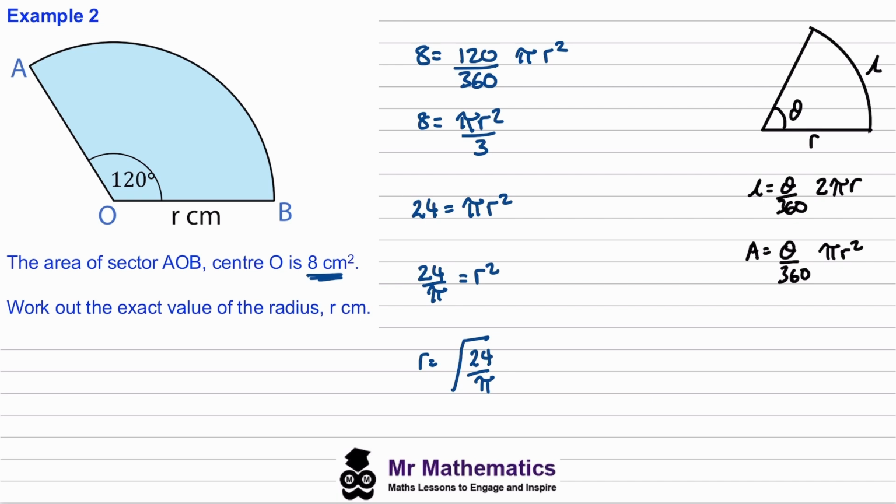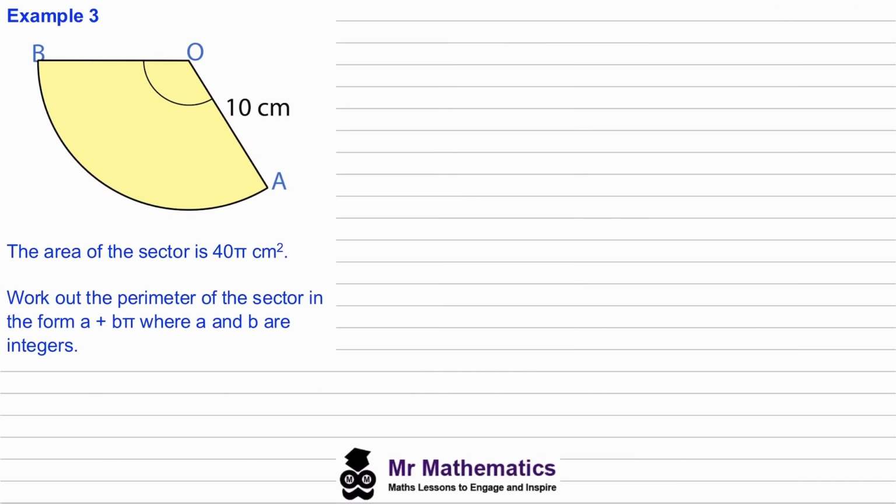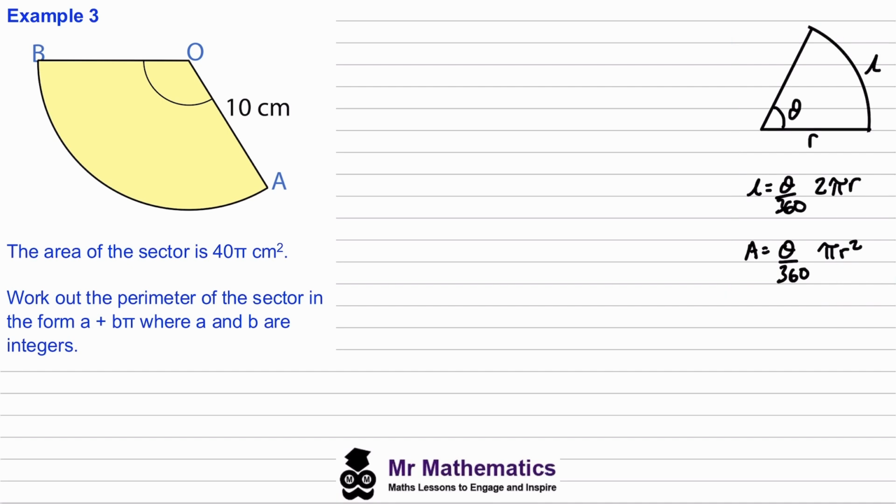Let's try example 3. So now we're given the area of a sector is 40 pi centimeters squared. We're given the radius, but we're not given the angle. And we need to work out the perimeter. So again, do you want to give this question a go yourself? You can come back when you're ready.